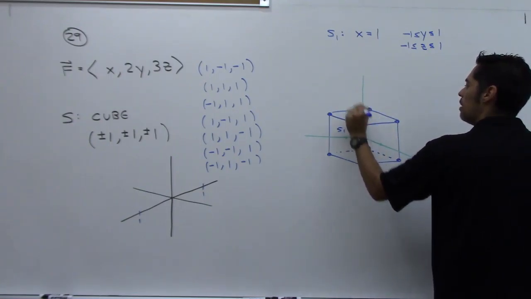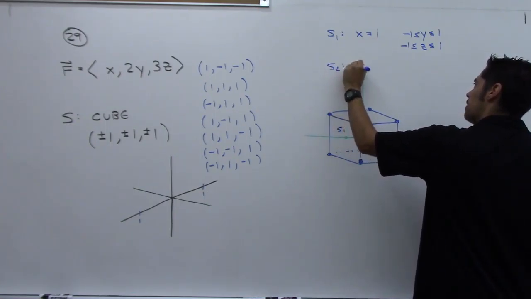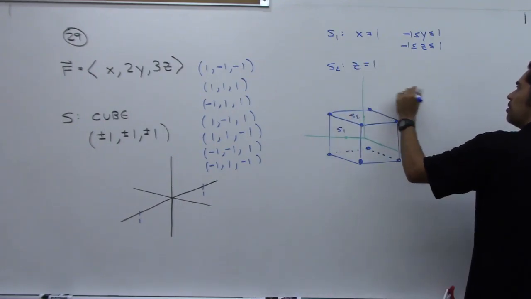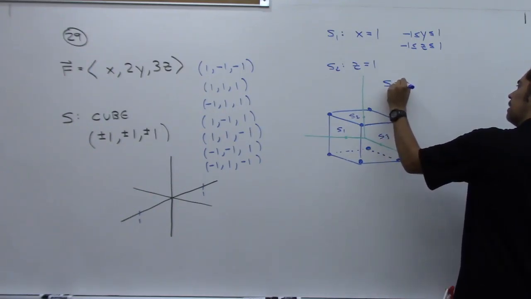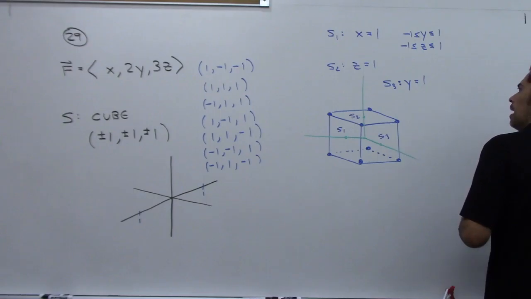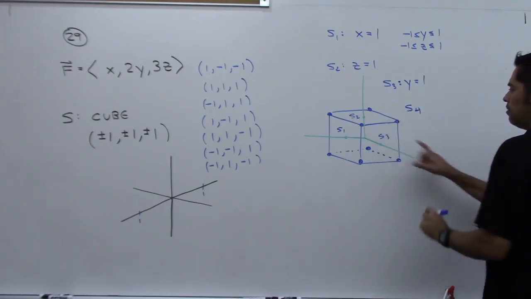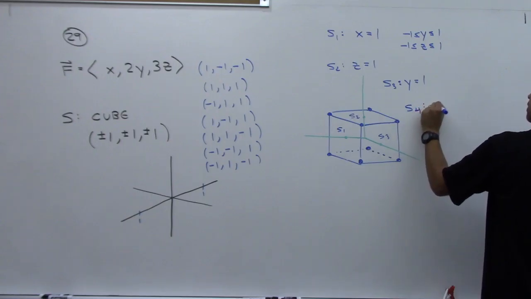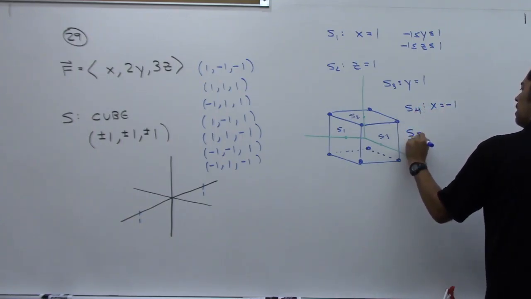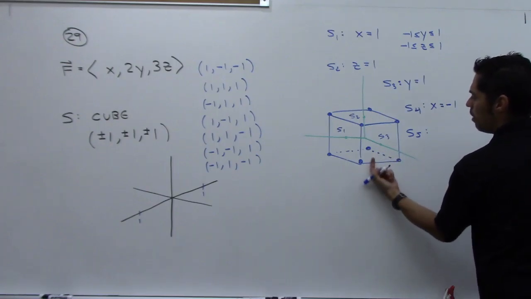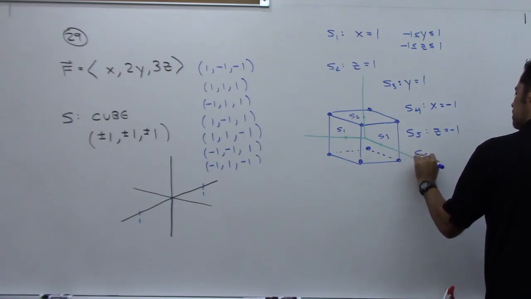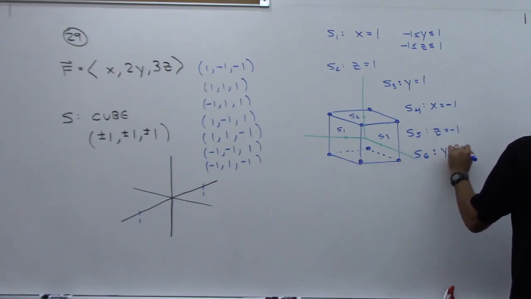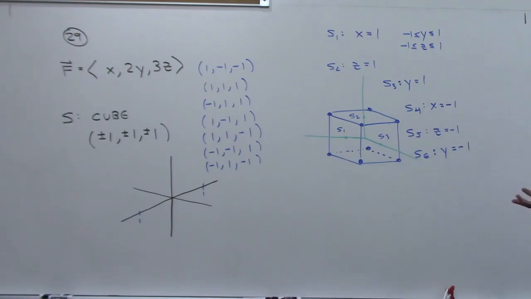S2, let's let that be the top one. S2 is z equals 1, and then I can do restrictions. S3, let's let it be this one right here, this front face. That would be y equals 1. And then for S4, let's do this back side here, which would be x is -1. S5, let's let that be the bottom right here, which would be z equals -1. And then finally S6, what are we missing? Y is -1. So those are the 6 surfaces, and we're trying to evaluate the flux.